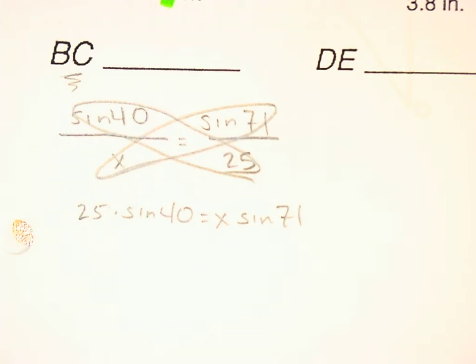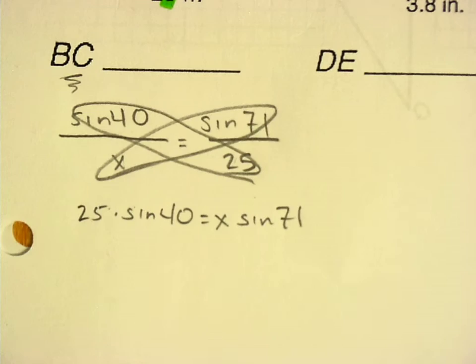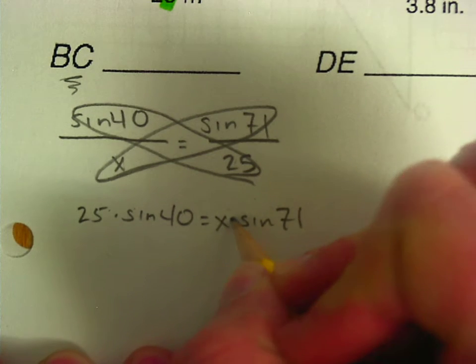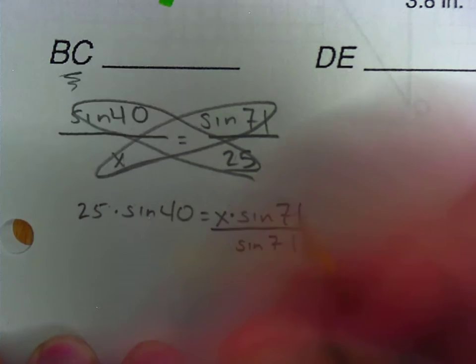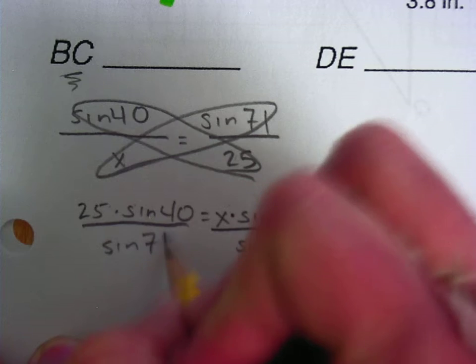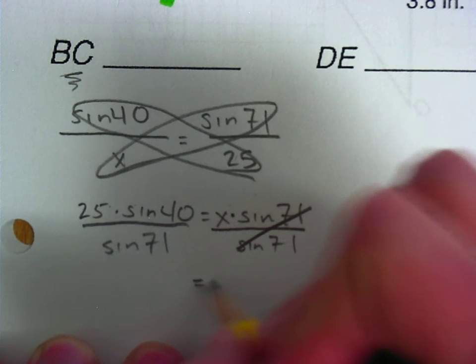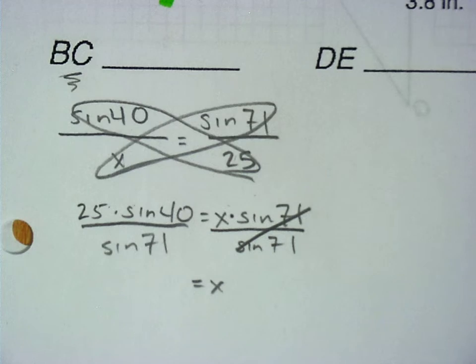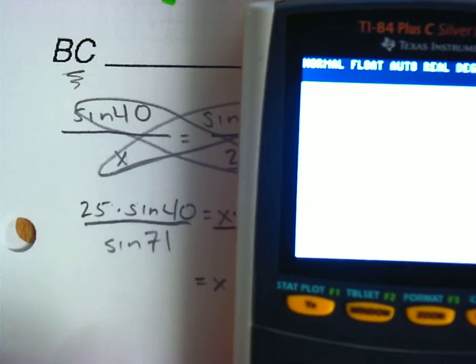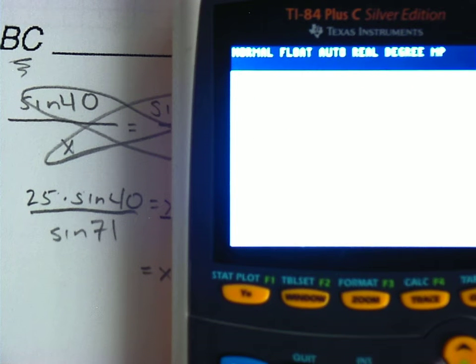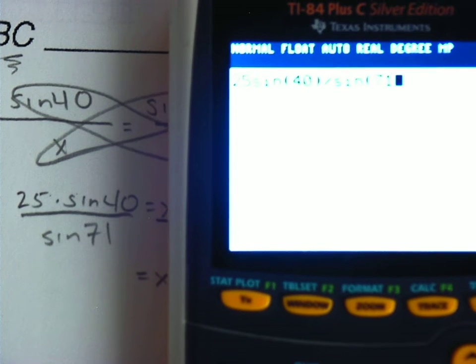Well, now we just need to solve, and all we mean by solve is we need to get X alone, remember. So we're trying to get X alone. Well, if we have X times the sine of 71, to get X alone, we divide by the sine of 71. So this cancels out and leaves us with X alone on one side. Now that we've got X alone, all we need to do is plug it into the calculator exactly how we see it. So 25 times the sine of 40 divided by the sine of 71.